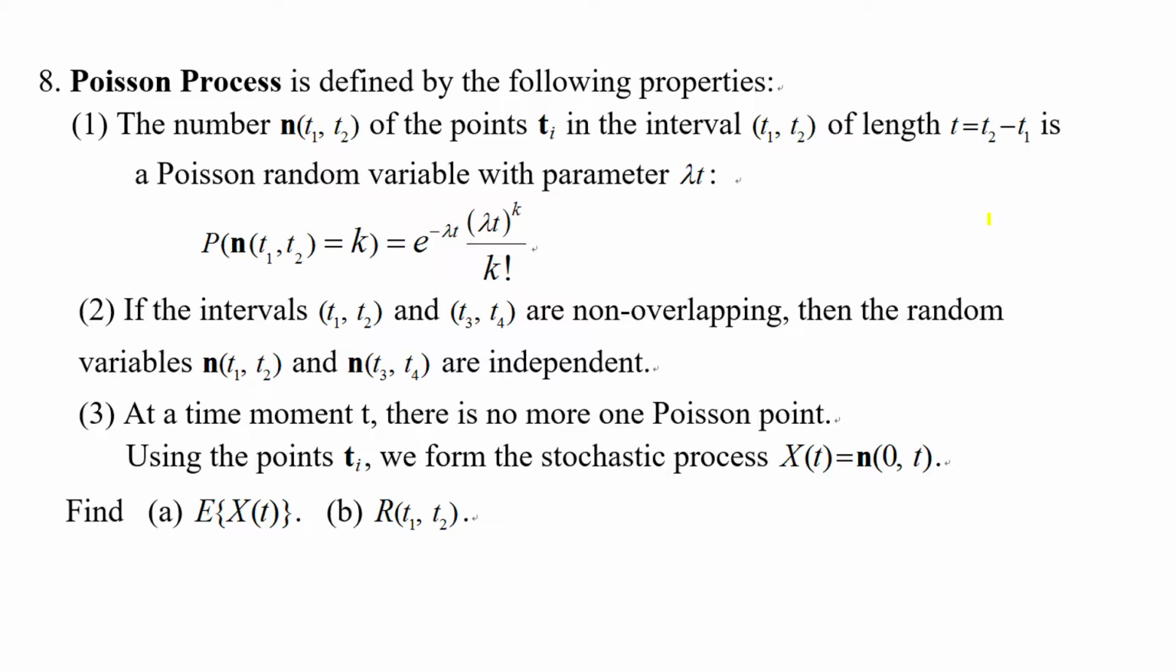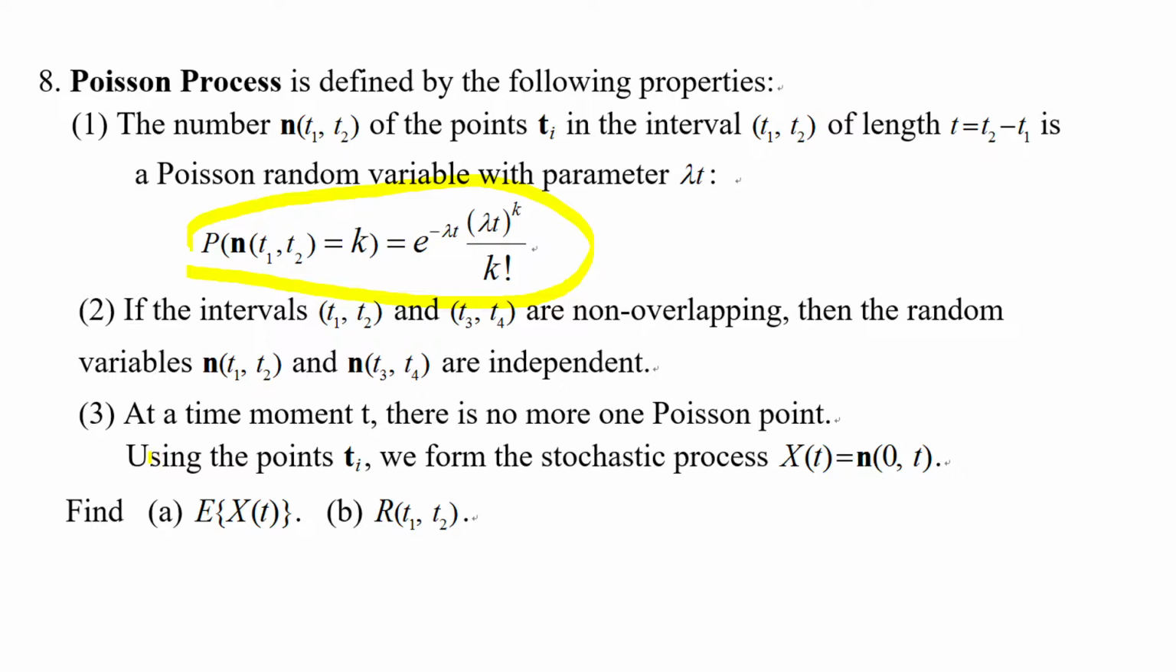A Poisson process is defined by the following properties. The first is that the number of points t_i in the interval (t1, t2) of length t equal to t2 minus t1 is a Poisson random variable with the parameter lambda t, which is like this. The second is that if the intervals (t1, t2) and (t3, t4) are non-overlapping, then the random variables n(t1, t2) and n(t3, t4) are independent.